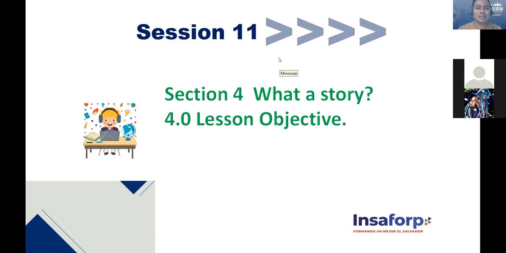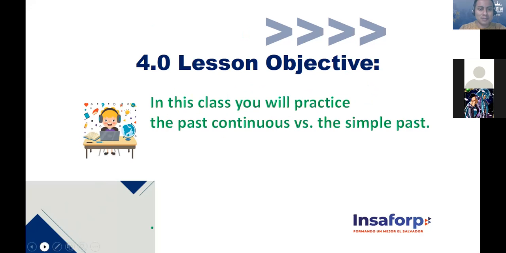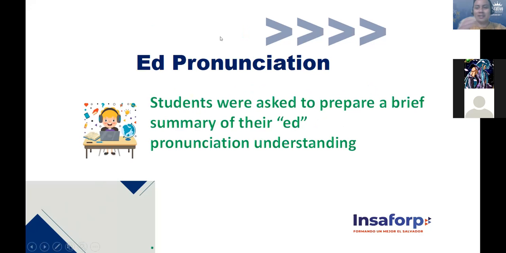We're going to continue with section four. Yesterday we talked about a new topic, maybe not that new. We talked about past continuous and also simple past, right? And I assigned an activity, which was based on one of your questions about pronunciation. I don't know if you had the chance to do it. I remember somebody sent some ideas on the WhatsApp chat.